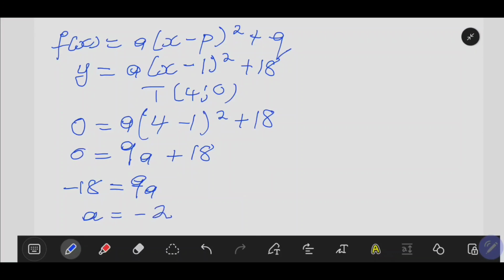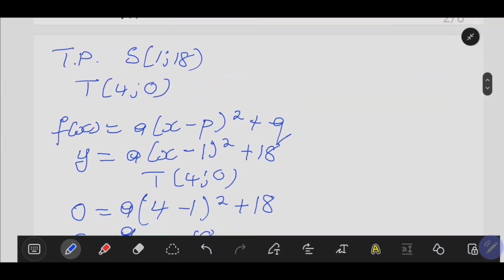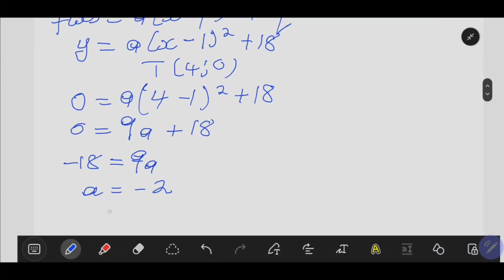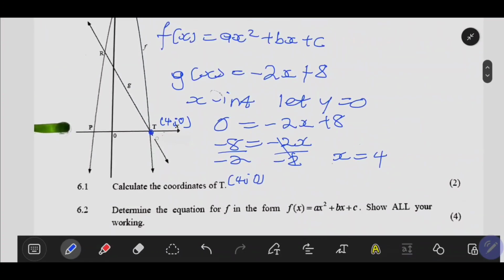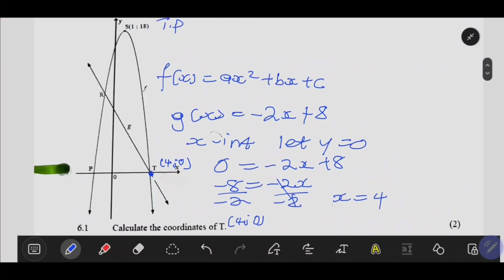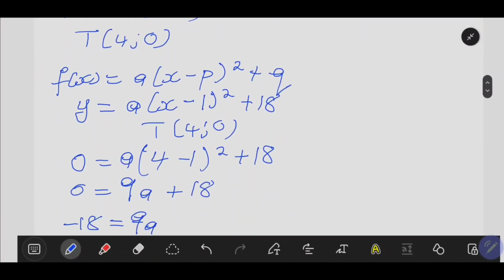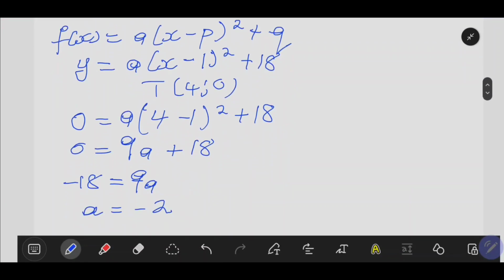Our a value is negative 2. So remember, when we said a determines the shape of the graph, when a is less than 0, then we have a set graph. And we can see here the shape of the graph. This is a set graph.